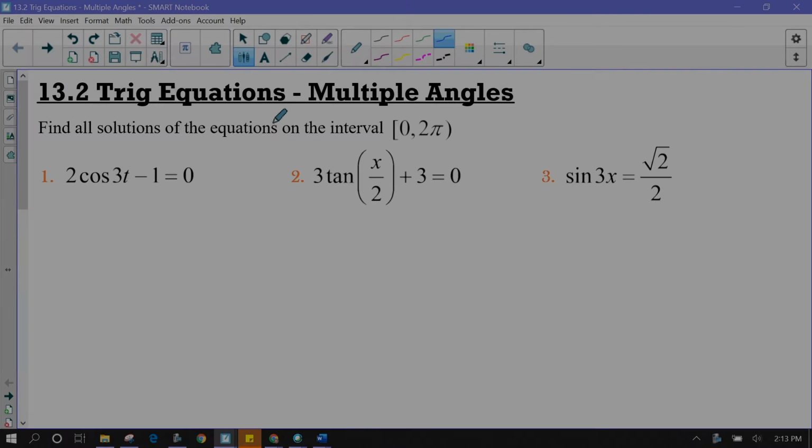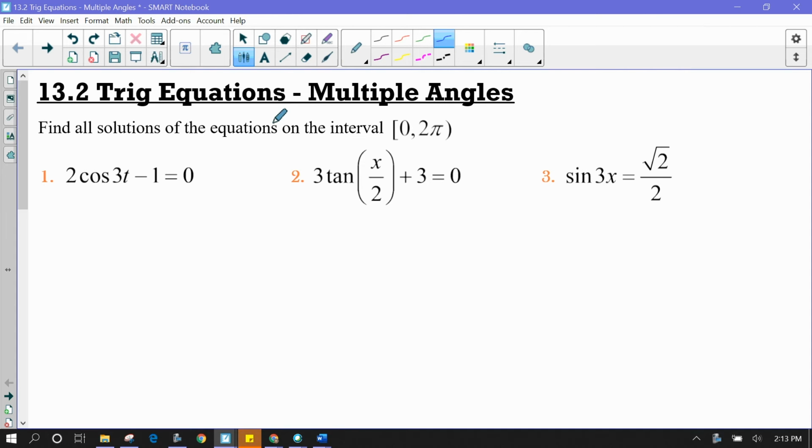Okay, so now we're moving on to 13.2, where we're solving trig equations that have multiple angles, meaning that where we see the input to this trig function, there's some constant that's being multiplied or divided by our input. So instead of just having t, now we have something like 3t as our input.